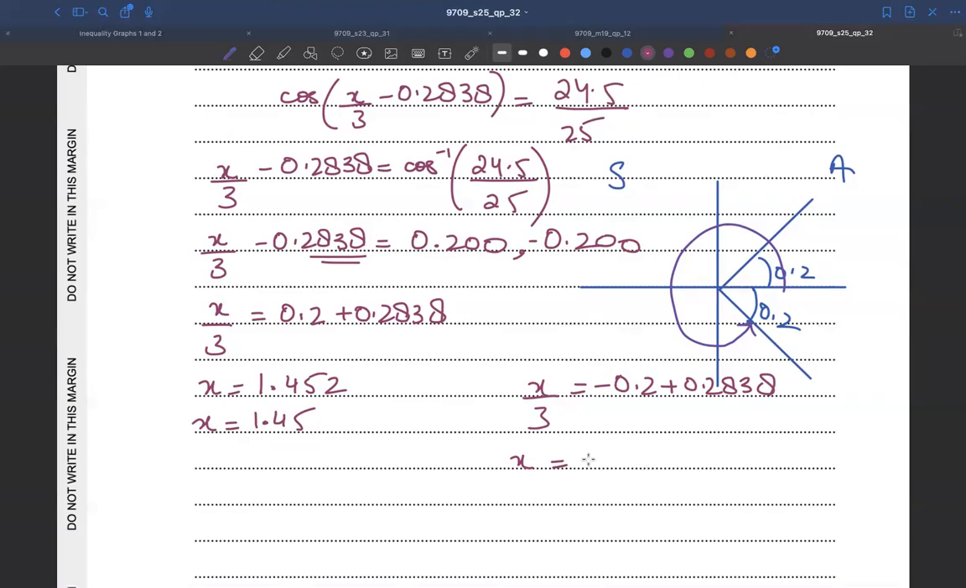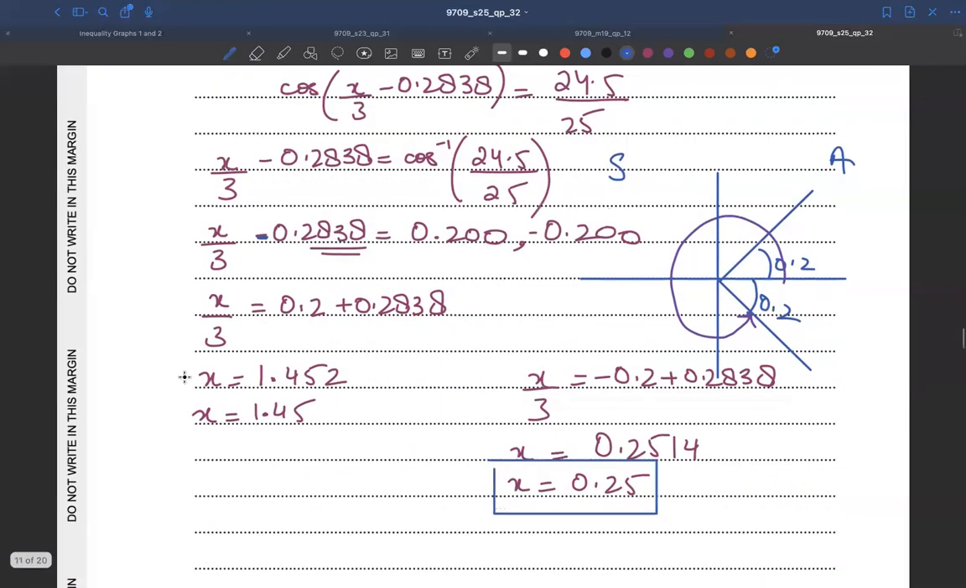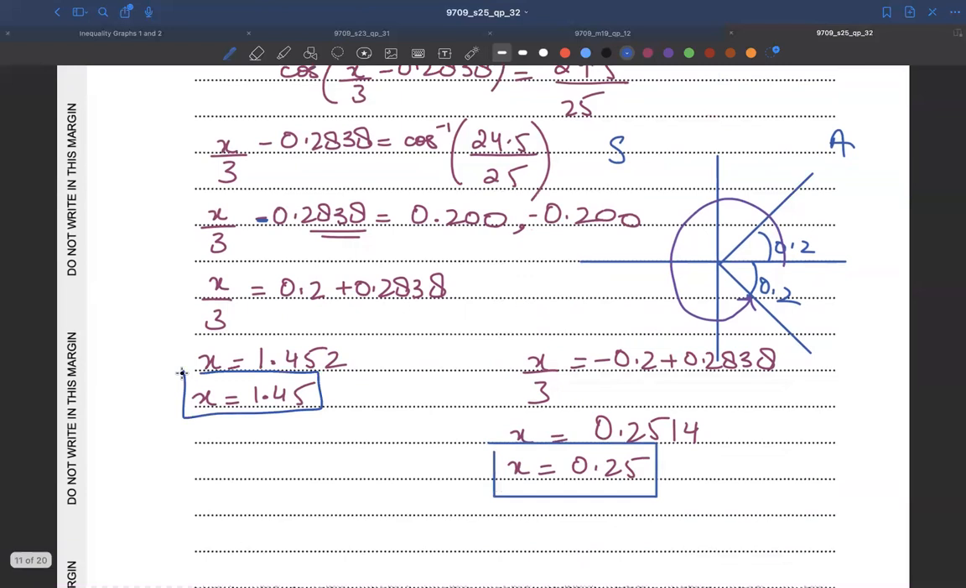So we are getting 0.2514 over here, and as it lies in our range, x would be equal to 0.25, and no other answer would be lying in this range. So it is important that we also check with the negative value as well, because if it lies within our range, as this negative sign adds up over here, we have another value that lies in the range from 0 to pi. So the only two possible answers would be x equals 1.45 and x equals 0.25.